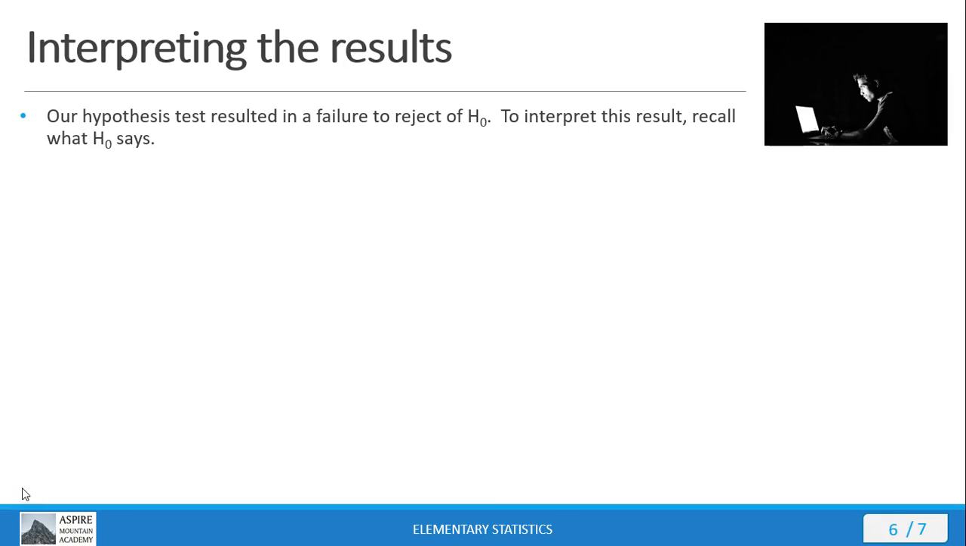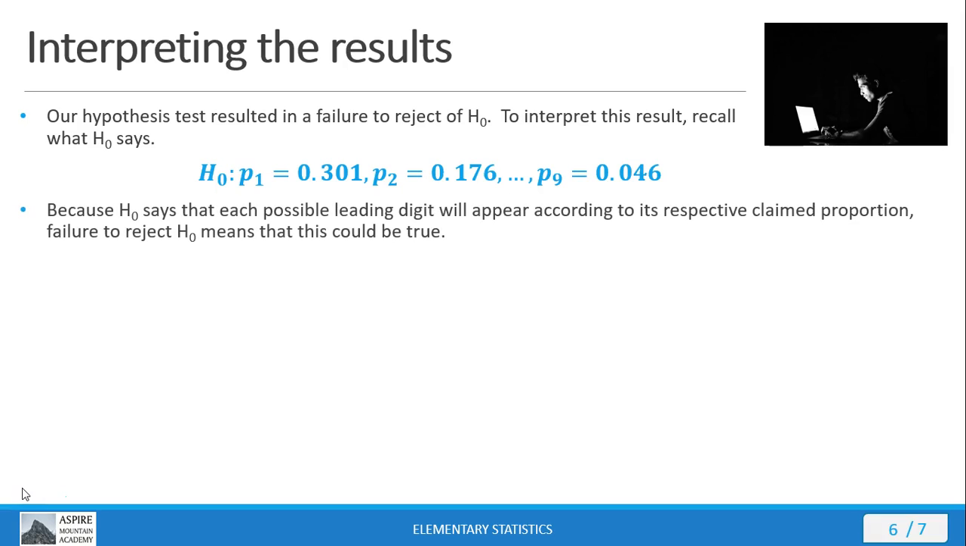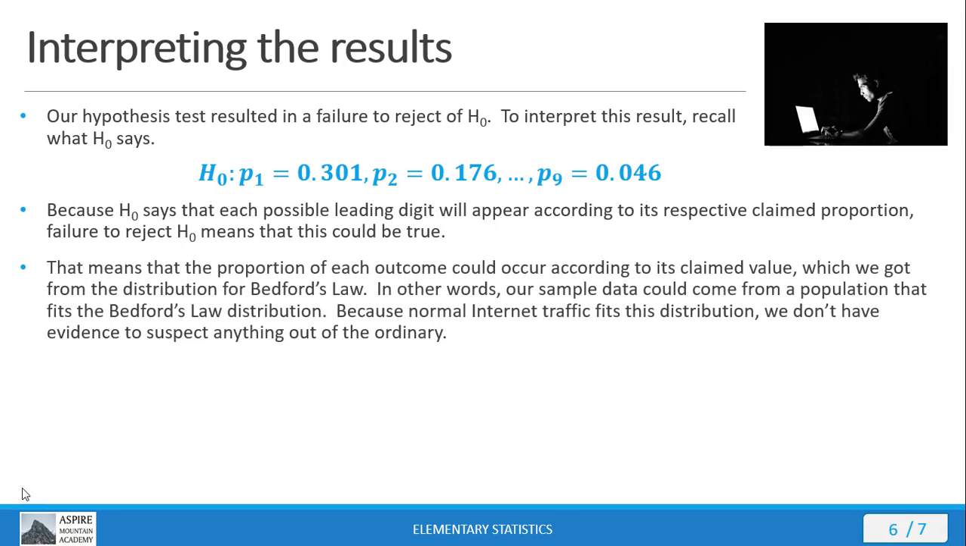To interpret our results, we have to look back and recall what our null hypothesis says. We have failed to reject the null hypothesis. What's the null hypothesis? It says that each of those proportions for those categories conform with Benford's Law. Since we have failed to reject it, the null hypothesis could be true, which means the proportion for each of those categories could be the same as the claimed value from Benford's Law. So yes, the distributions could match up.